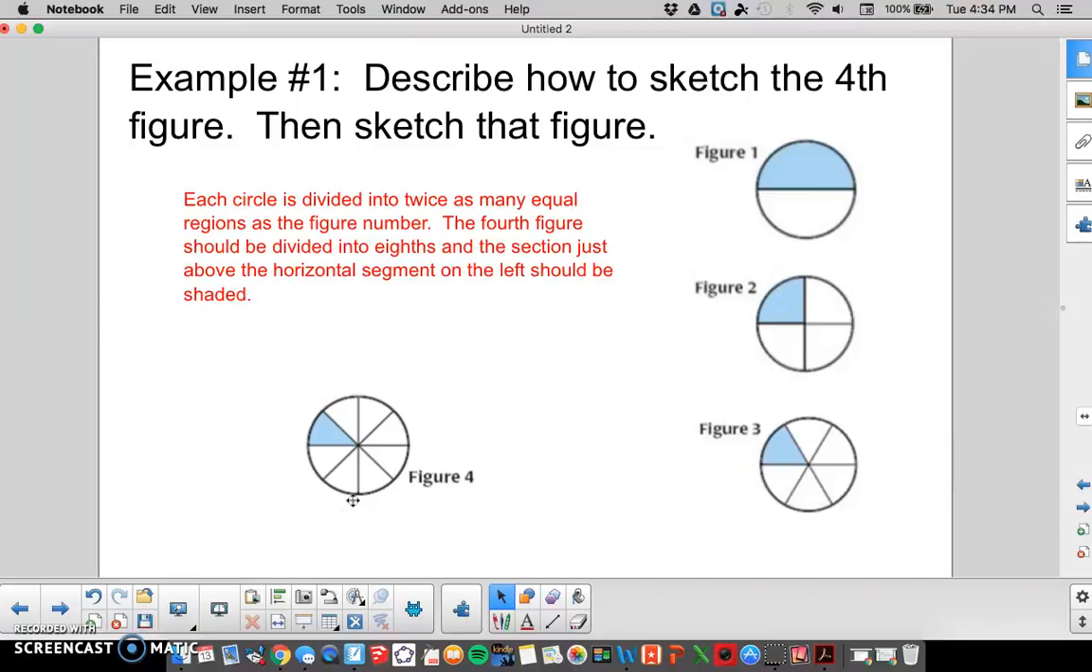And this is what it should look like. The upper left-hand section above the horizontal should be shaded in, just like they are in figure 3 and 2. So we made that conjecture based on the first 3 figures. And then this is our conjecture that this is what figure 4 should look like.